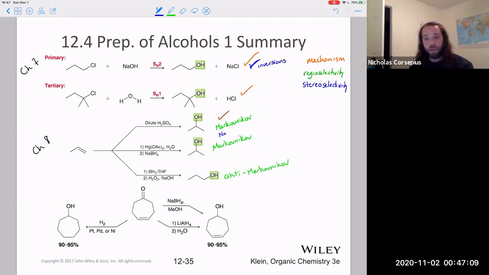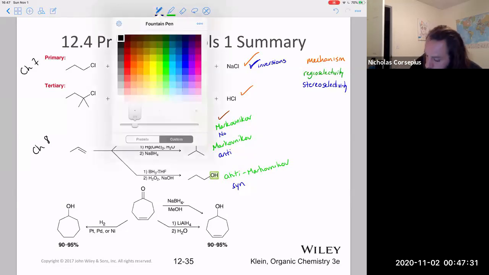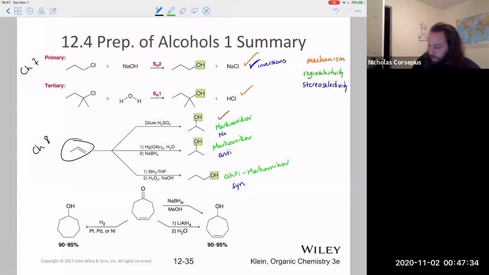Remember, these go through carbocation intermediates. When it comes to the mercury catalyzed reactions, these were anti-additions. And when it comes to the hydroboration reactions, these were syn additions. These really only come into play when you've generated two new stereocenters in your molecule. So for something like this, it really wouldn't matter. But if you had something like this, then all of a sudden the syn and the anti-addition are really important to keep in mind.